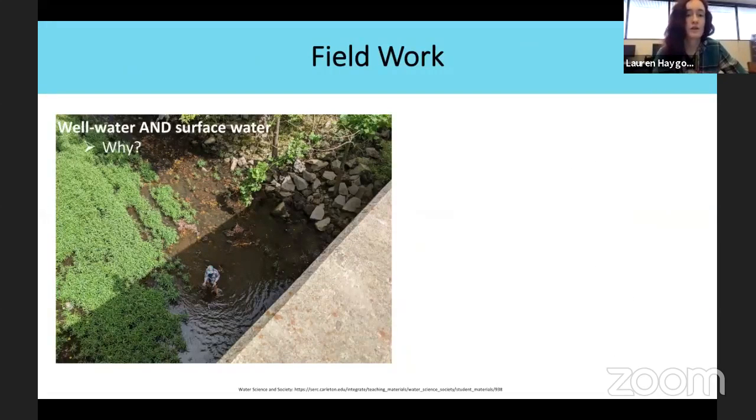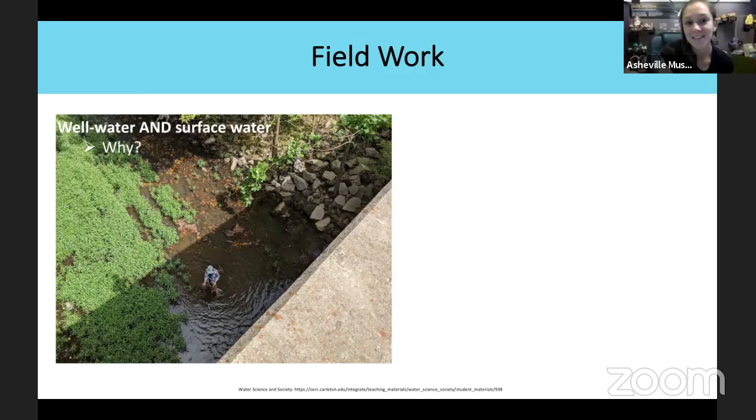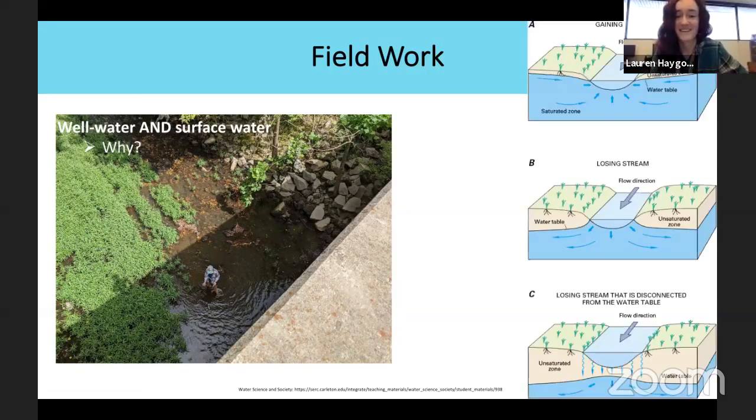And then we collect well water and surface water. So I was wondering if you guys had any guesses as to why. Well water is groundwater, so it's the water beneath the surface. Would well water have more minerals? Yeah. That's one thing: well water is going to have more minerals in it because it's in constant contact with the surrounding rock type. It's also going to have a different water chemistry to surface water.